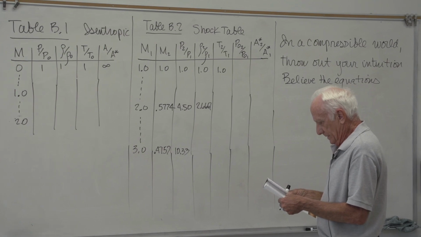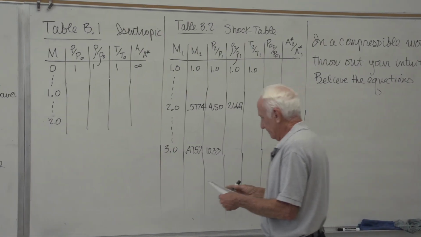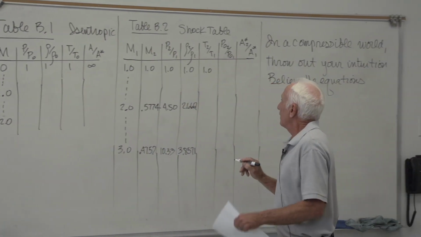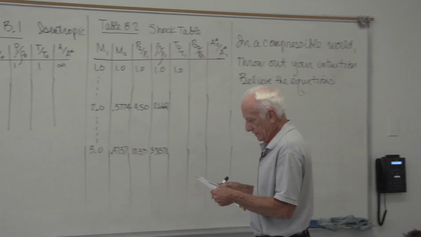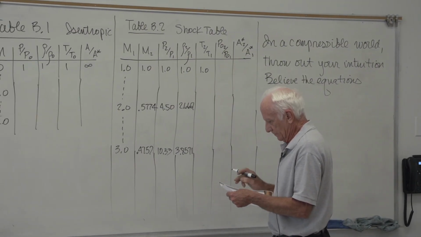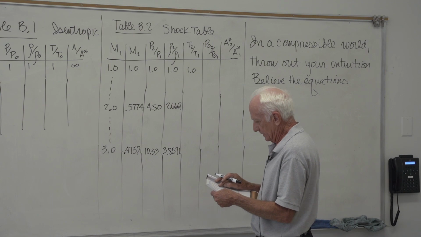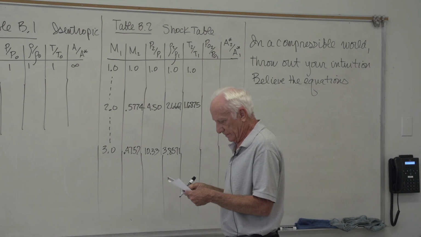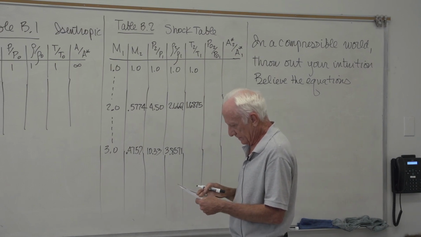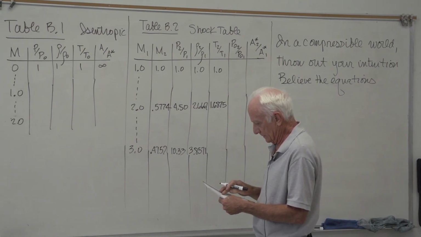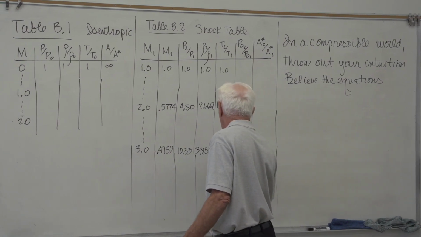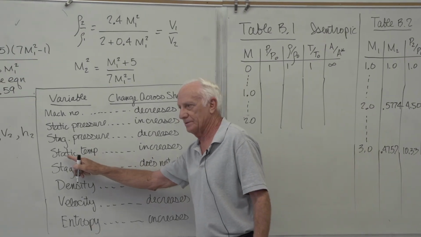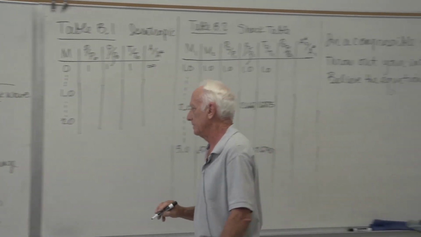I'll put 3 on there, 3.8571. The temperature, Mach number of 2, the temperature ratio right across there, 1.6875. At Mach number of 3, temperature 2.6790. Did the temperature go up? Oh yeah, the temperature. What temperature? The static temperature. Yeah, static temperature.